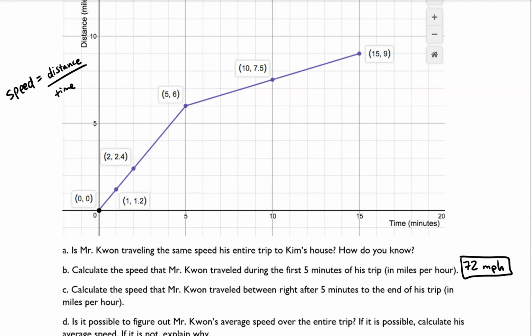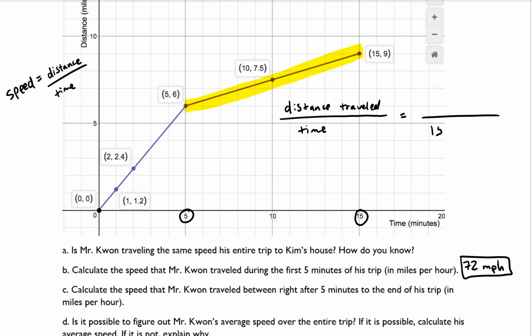Okay. Anyways, part C says, calculate the speed that Mr. Kwan traveled between right after 5 minutes to the end of his trip in miles per hour. So I need to calculate the speed here. And the way that I'm going to calculate that is, again, the distance traveled over the amount of time. Notice here that we're measuring between 5 minutes and 15 minutes. So the time that's taking place is going to be 15 minus 5, which is equal to 10.